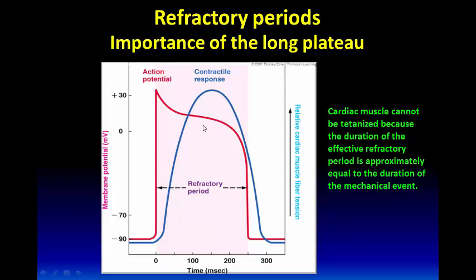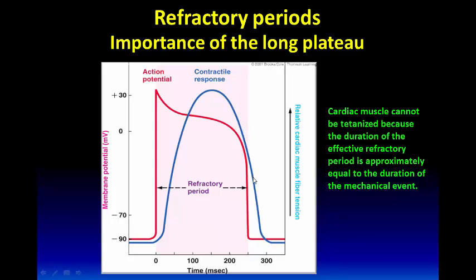So here we have the contractile response, which follows the electrical response. This is the electrical response, the action potential. And during the plateau phase, we have influx of calcium through the L-type voltage-gated calcium channels, the dihydropyridine receptors. And this calcium influx releases calcium from the sarcoplasmic reticulum, and then the intracellular calcium concentration increases, and this begins the contraction. Then we have relaxation.